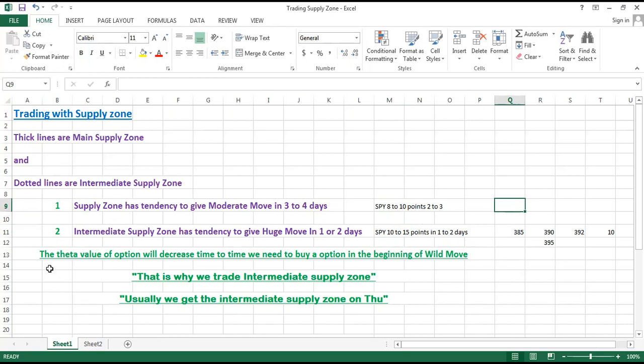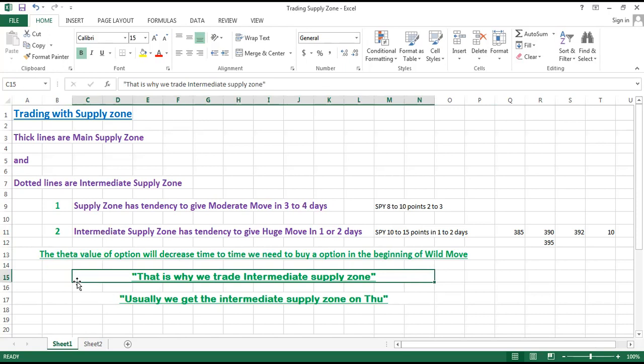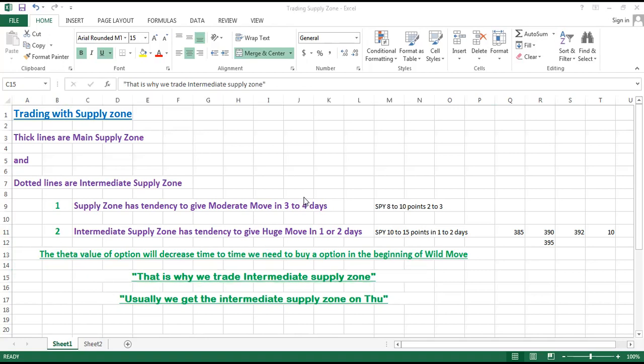Right. See, the theta value of option will decrease time to time. We need to buy an option in the beginning of a wild move. Right. That is in this intermediate supply zone. That is why we trade only intermediate supply zones. I'll show you when to buy calls and when to buy puts.